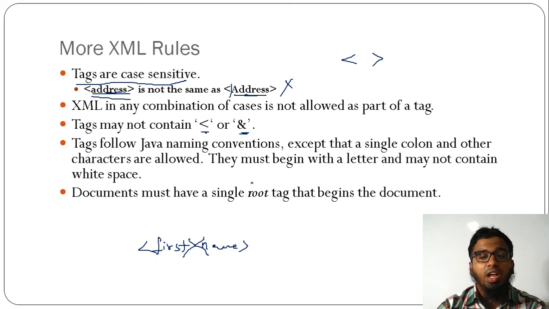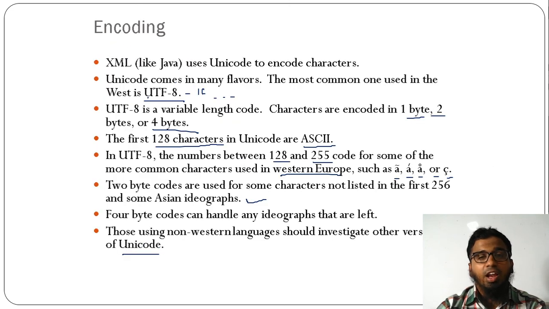So what is a root tag? The root tag here is address. Next, encoding. We will have some encoding because data is transferred from one application to another application. So Unicode, encoded characters, are very important for transferring data from one application to another application.